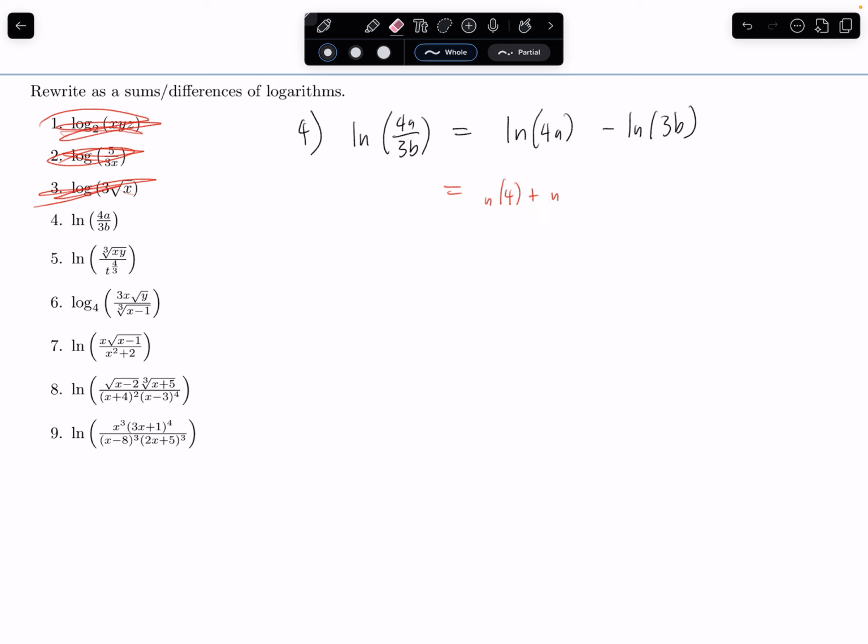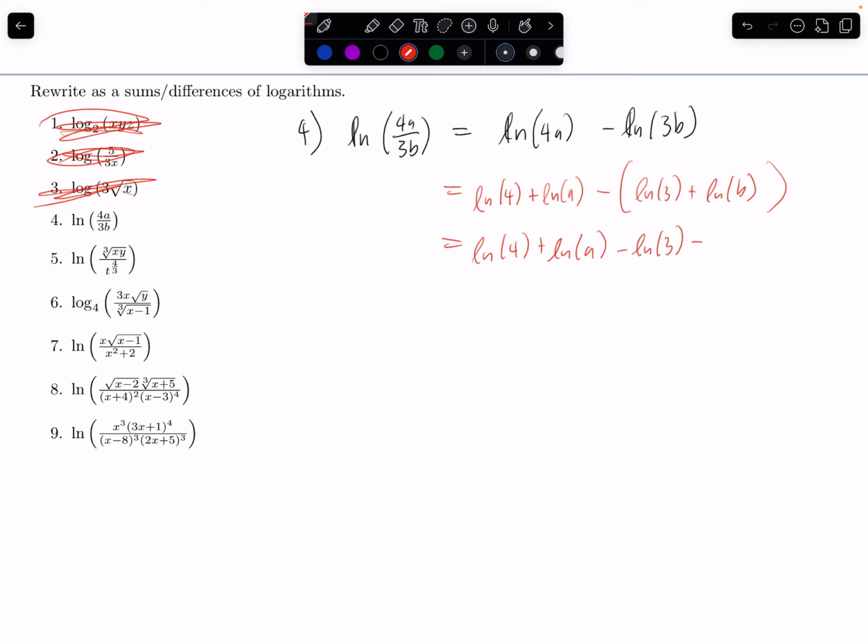you know what? I forgot. I was supposed to write cursive L for natural logs, so it doesn't look like one n. So ln of 4 plus, this is plus ln of a, and then minus this entity here. I didn't need parentheses here because it's just addition anyway. But this is going to be ln of 3 plus ln of b. So that's ln of 4 plus ln of a minus ln of 3 minus ln of b.